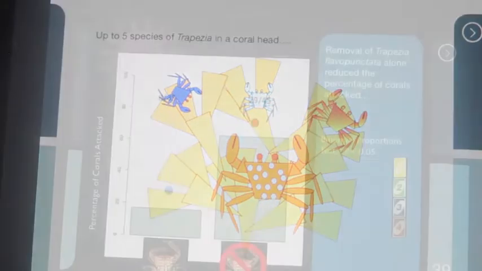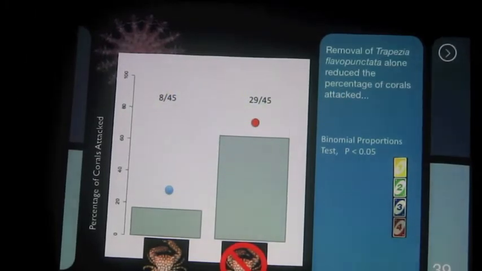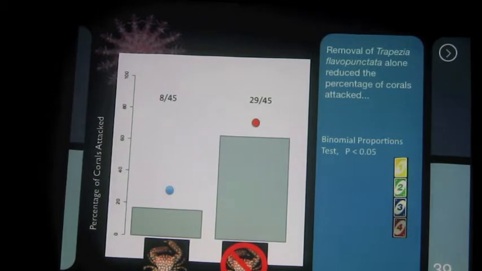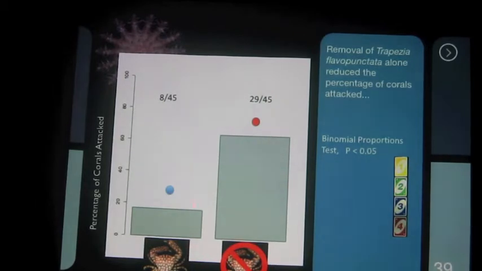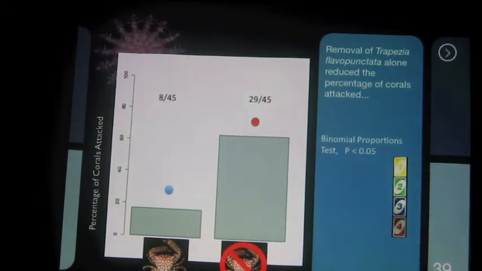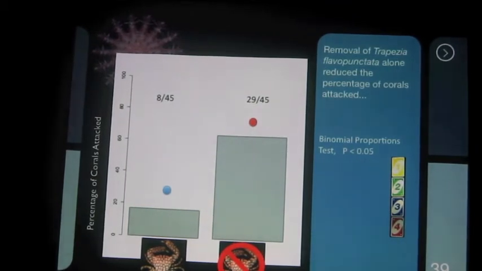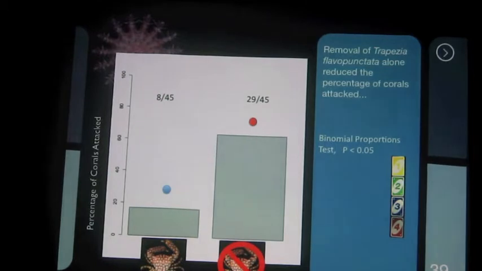So remember, they're up to 5 overnight. Overnight. So you remove the crab one day, the next day your coral is toast. It is gone. With the percentage of corals attacked, out of the 45, when I had crabs, only 8 of the 45 were even attacked at all. Any damage. 29 of the 45 with the crabs removed were attacked within 2 days, and within 2 weeks that percentage had gone up dramatically.